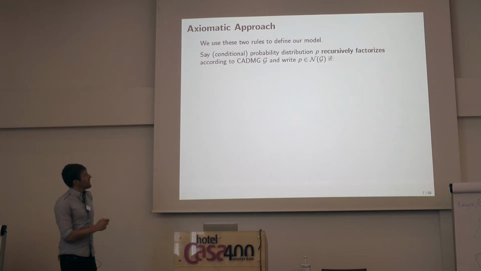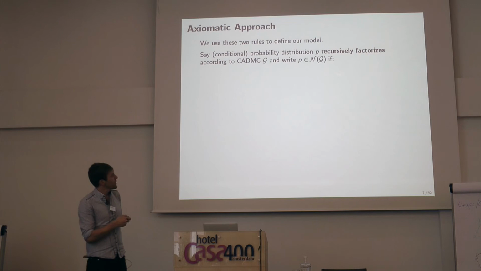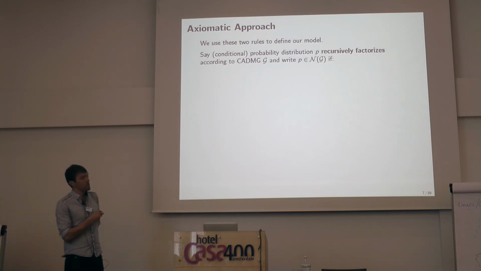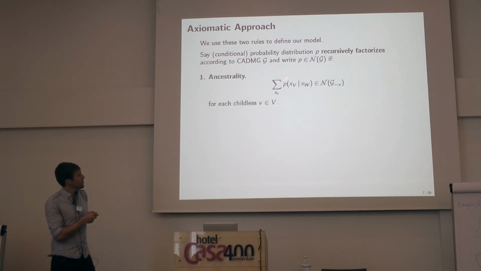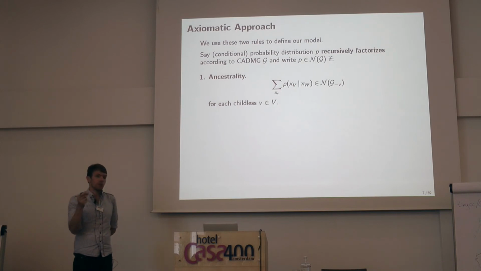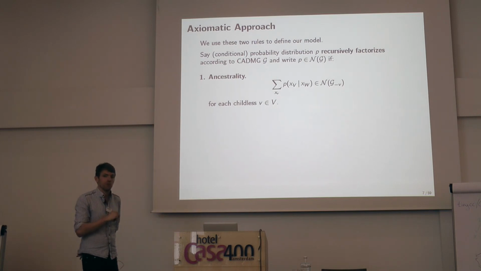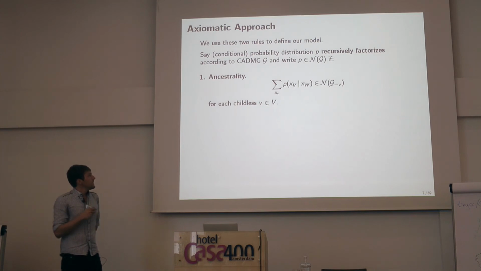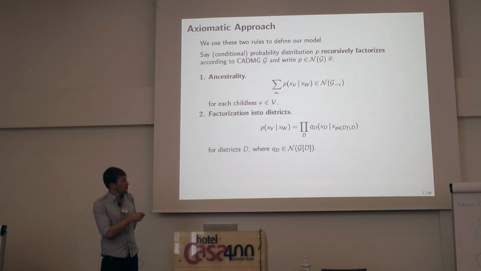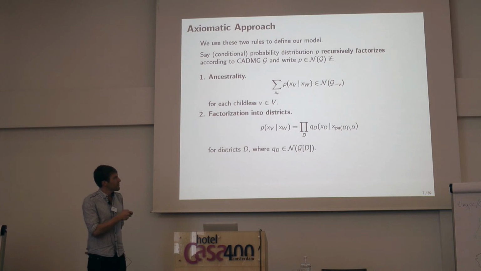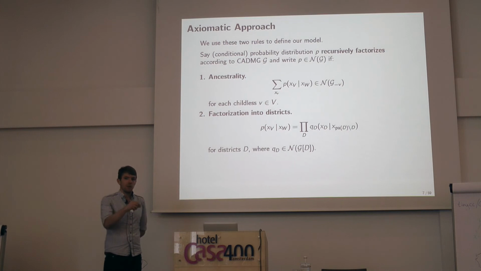So, I'll need to, in general, use a conditional probability distribution, remember, because I may have fixed some things. So I'm going to say a conditional probability distribution recursively factorizes according to some graph if, first of all, whenever I remove a vertex without any children, the margin that's left just corresponds to the graph obtained by removing that vertex. And secondly, that if there's more than one district, then I can factorize the distribution into pieces corresponding to each district and the parents of that district.